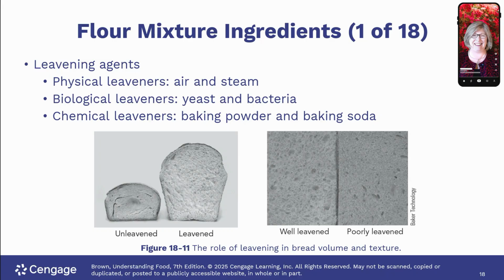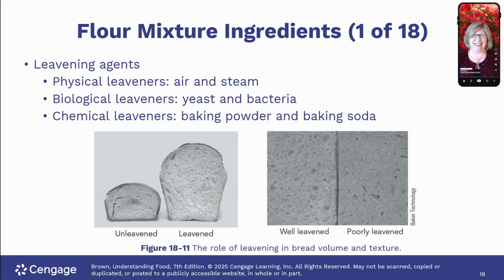And as the product is rising, because of the steam, the gluten then traps it and sets up, because the protein will become rigid when it is baked. A biological leavener would be yeast and bacteria. And then a chemical leavener is very common to use, a baking powder and baking soda.